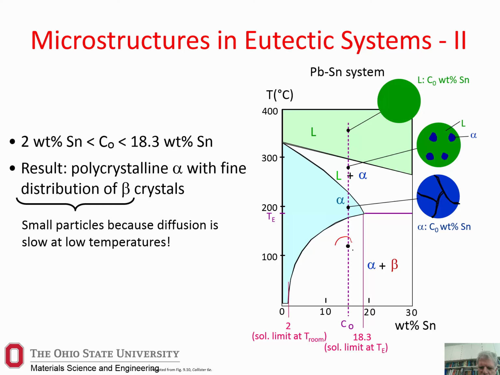Now when you get down to this temperature, something interesting happens. You've gone from a single-phase region to a two-phase region, so you get little particles of beta that start coming out. Where those particles end up, whether on the grain boundaries, the intercrystalline boundaries, in between, or as a fine dispersion, depends very sensitively on the temperature-time history that you use, and there's been a lot of work on engineering that.